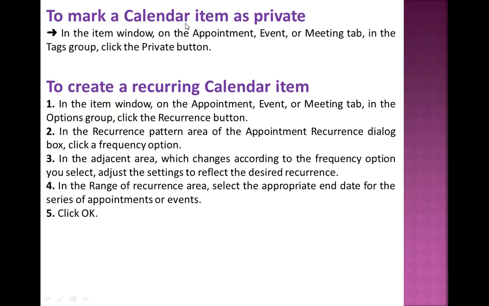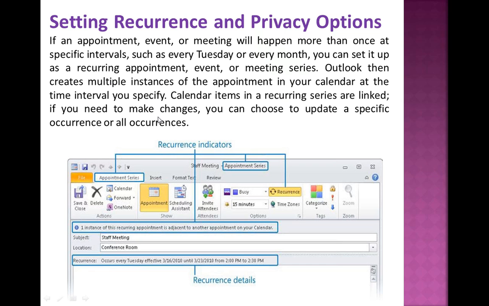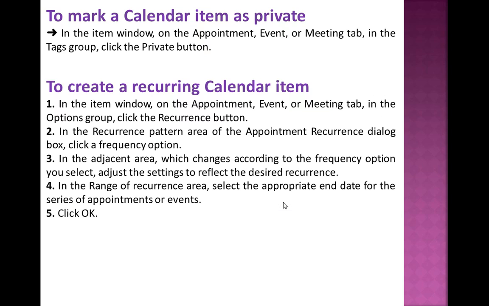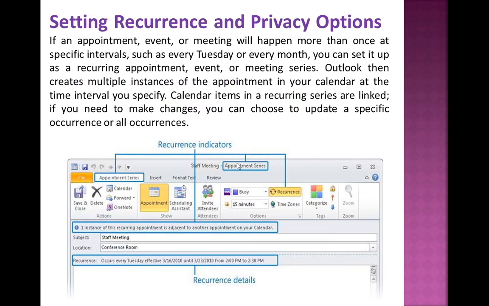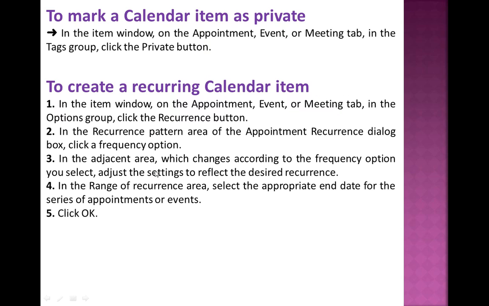Then how to mark a calendar item as private. In the item window, click on the appointment, event or meeting tab, in the tags group, and click on private. How to create a recurrence in the item window. This is the item window. On the appointment, event or meeting tab, click the recurrence button. This is the recurrence button.